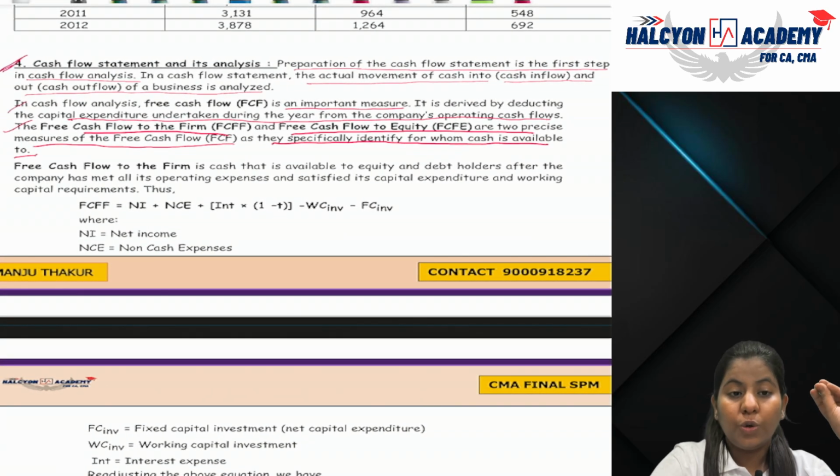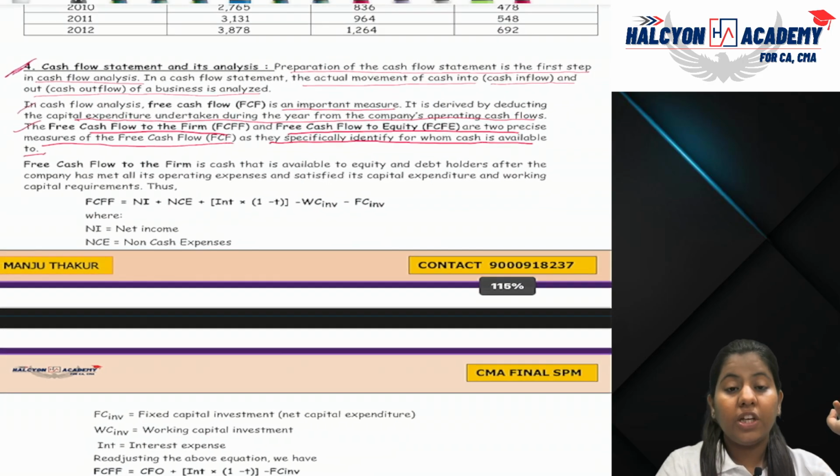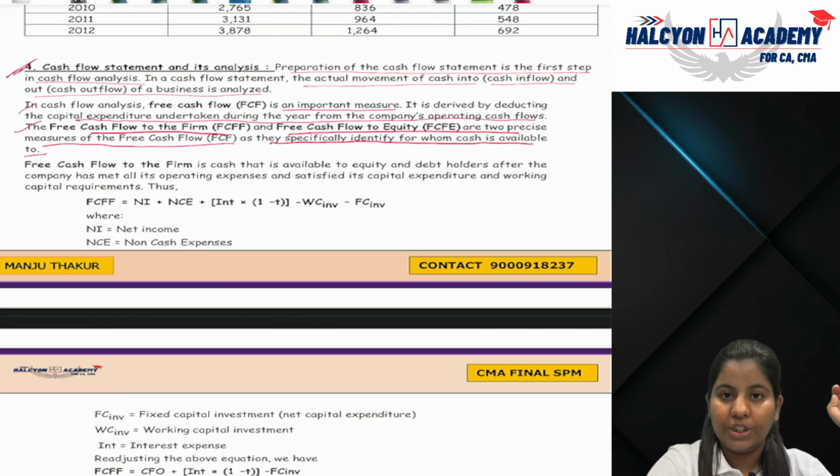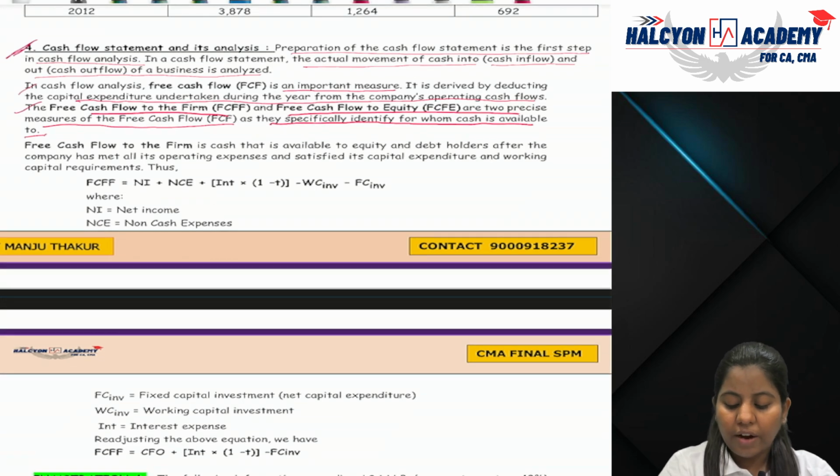Then I also told you that in cash flow statement and analysis, we have to learn 2 concepts: free cash flow to the firm, FCFF, and free cash flow to equity, FCFE. These concepts are very, very important in business valuation. We will learn it in detail there, but here we have to learn only the formula.